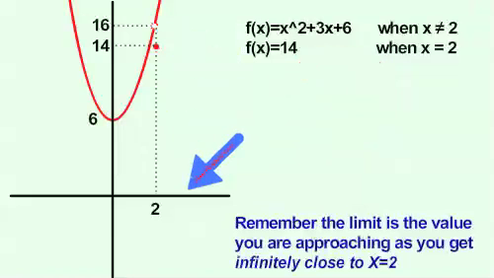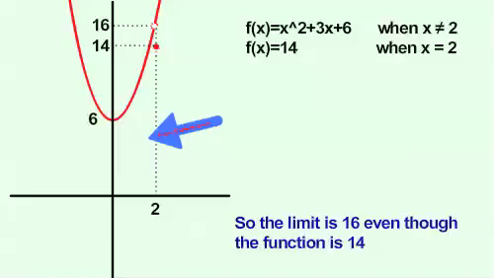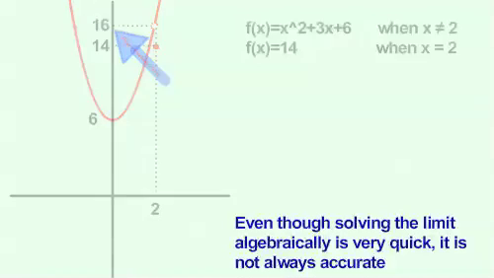Recall that the limit is the value as you get infinitely close to 2. We would never actually reach x equals 2 when evaluating the limits. So for this case, the limit equals 16 even though the function at 2 equals 14. So even though solving the limit algebraically is very quick, it isn't always accurate.